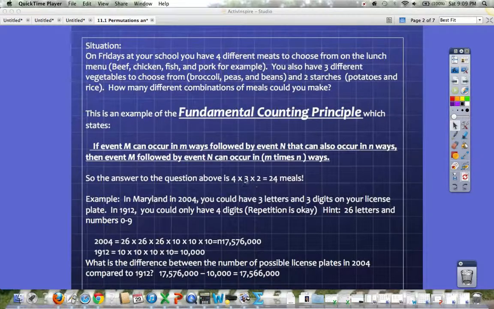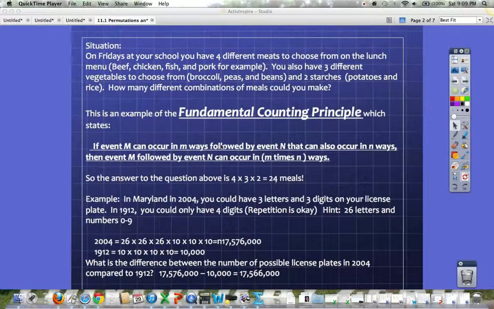Well, this is an example of the fundamental counting principle, which states that if event M can occur in M number of ways, followed by event N that can occur also in N ways, then event M followed by event N can occur in M times N ways. In other words, you would multiply your items. If your choices of meat are 4, and you have 3 vegetables and 2 starches, what you're going to do is just multiply those things together.